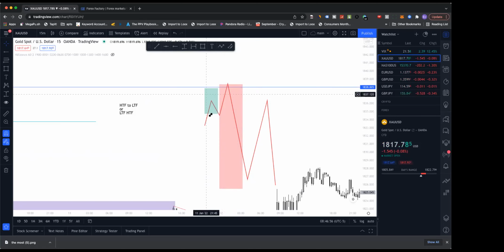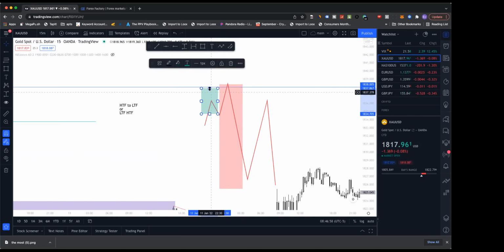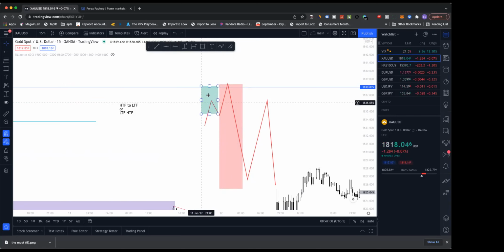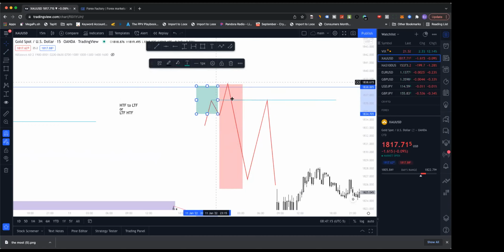Okay, so let me change this to red. When you're looking at taking a trade, you need to see this engulfing pattern on the higher time frame. This is giving us context of what's in the candles, right? So we need to see what's in that quote unquote bearish order block or supply and demand candle, okay?